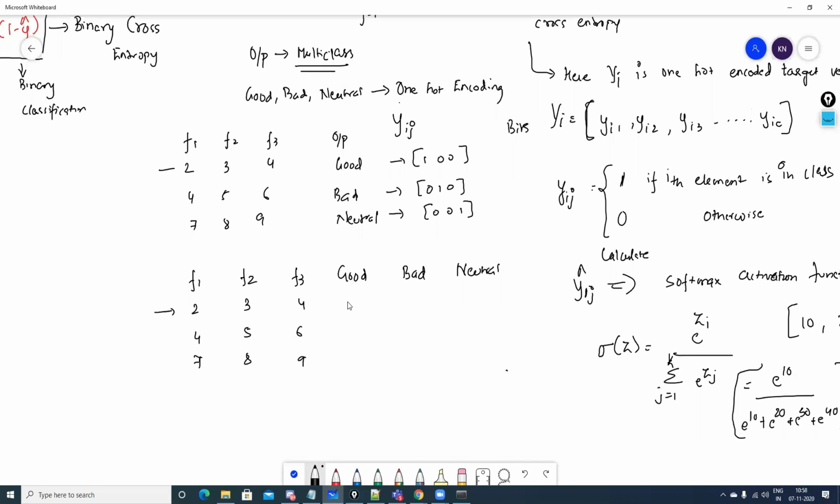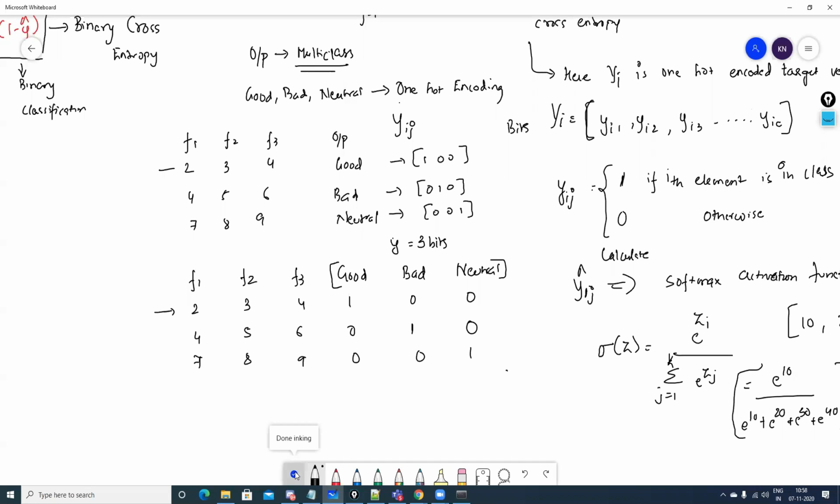Wherever there is a good value, this will become 1, this will become 0, this will become 0. Whenever there is bad, this will become 1, this will become 0, this will become 0. Whenever there is neutral, this will become 0, this will become 0, this will be 1. Now this whole thing is my y. Why are we representing it by 3 bits? Because I have 3 categories. If I have 4 categories, it will be represented by 4 bits. If I have 5 categories, it will be represented by 5 bits.